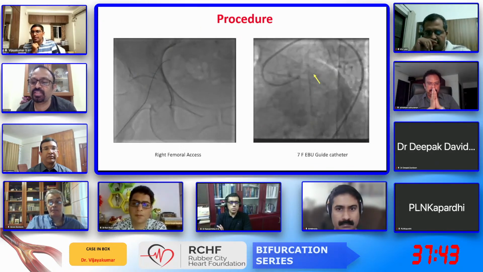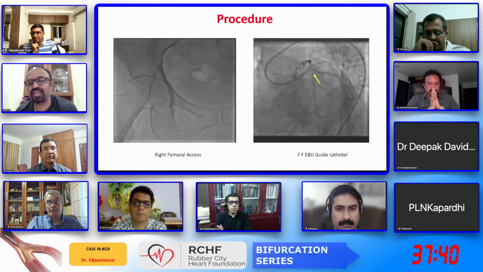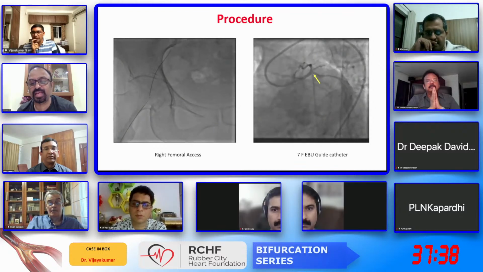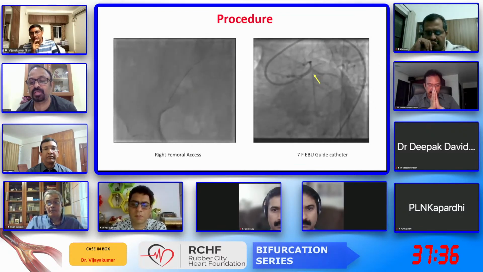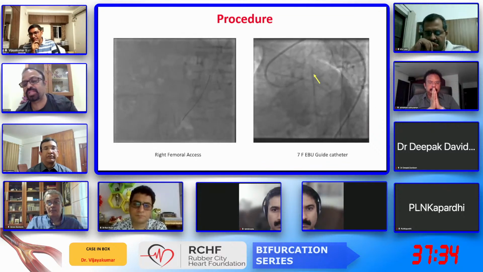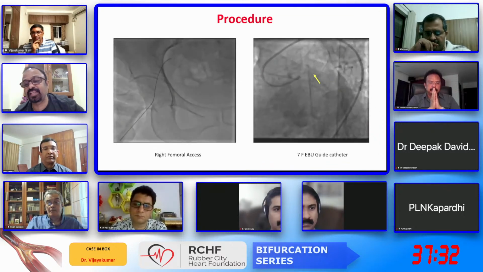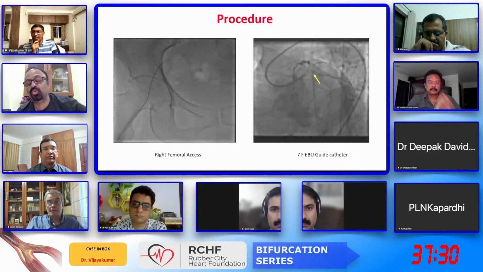And just a short question. The conventional teaching is if the angle is 70 to 90 degrees, T or TAP or T-stenting. Here it's like a 90 degree, but you said in your plan that you're planning Culotte in case two stents are needed.